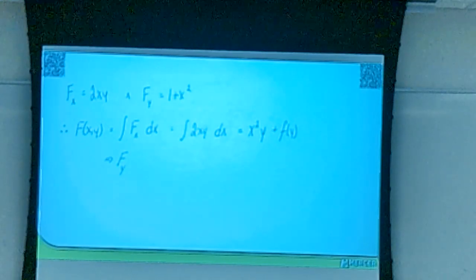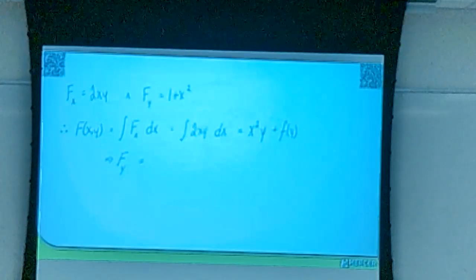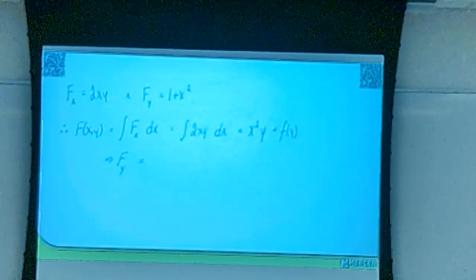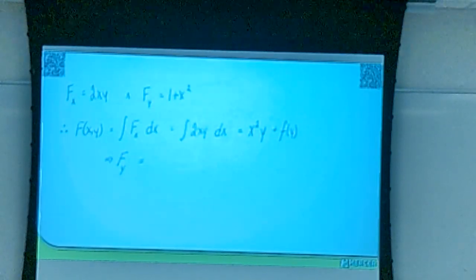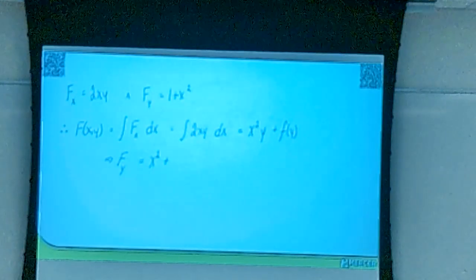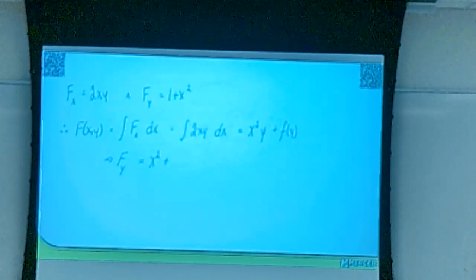Now take that partial with respect to y. X squared y, what is that partial with respect to y? It's just x squared. Take a function strictly of y. What is its partial with respect to y? F prime. It's just the derivative with respect to y.